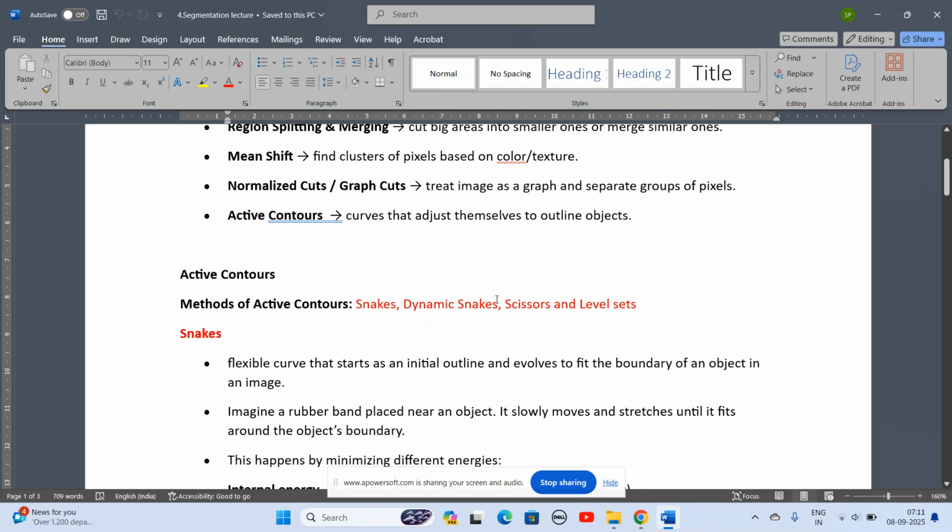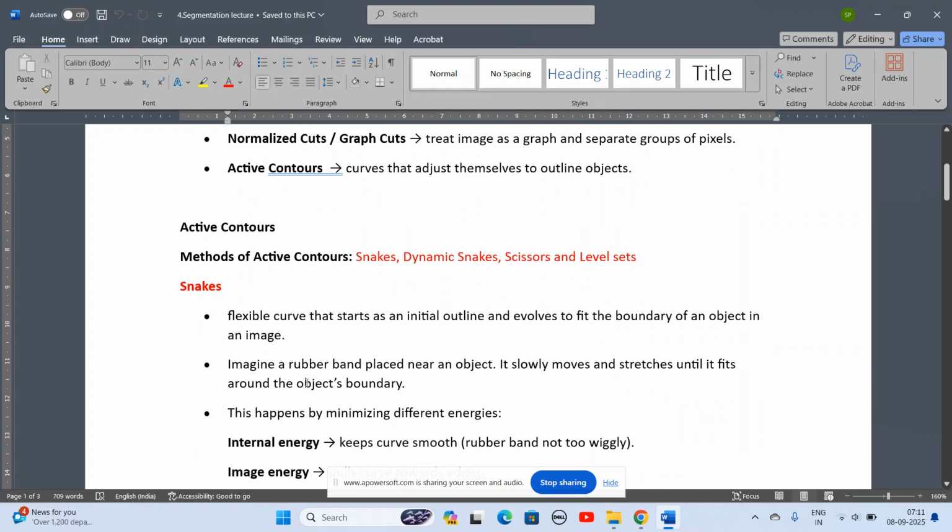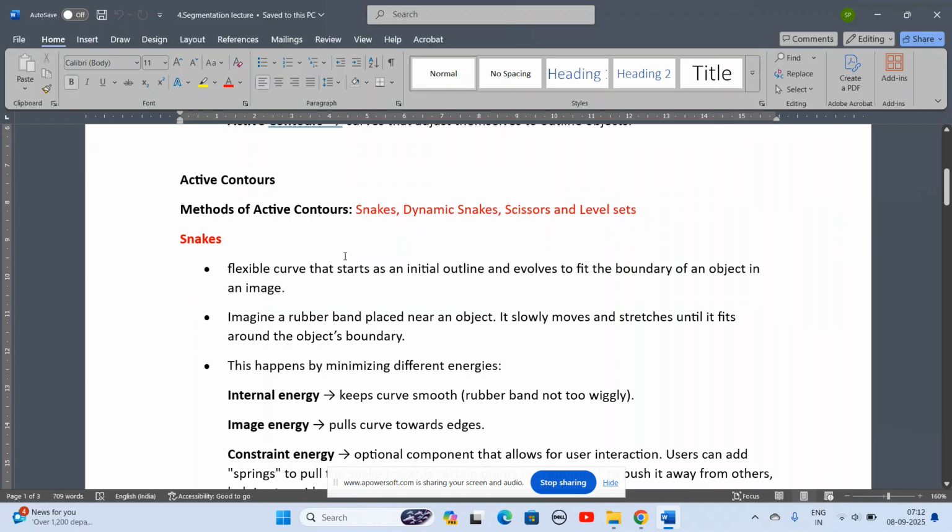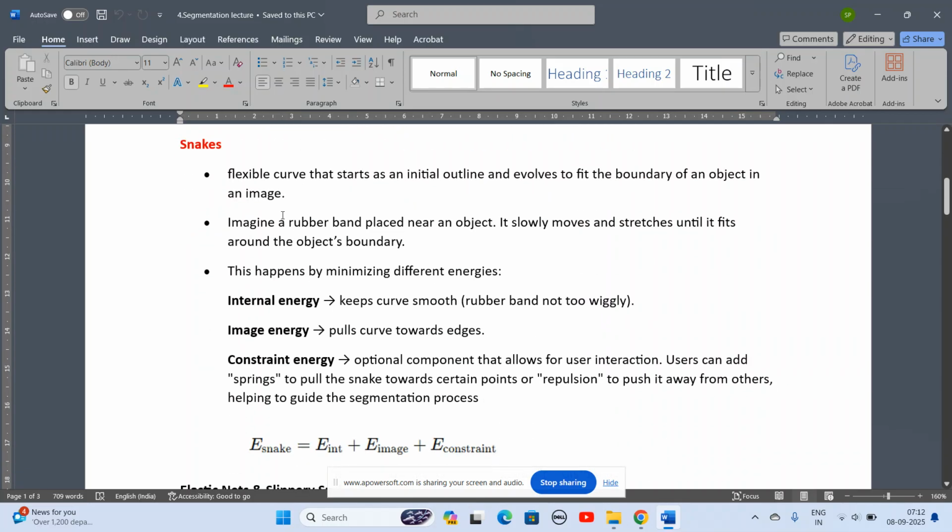A best example is a rubber band. In active contour, different methods are available: snakes, dynamic snakes, scissors, and level sets. These are the four methods we are going to see in this video. So the first one is snakes. A snake is nothing but a flexible curve that starts as an initial outline and evolves to fit the boundary of an object in an image.